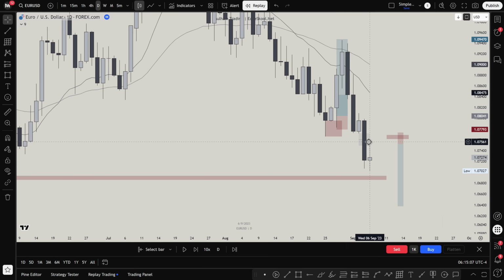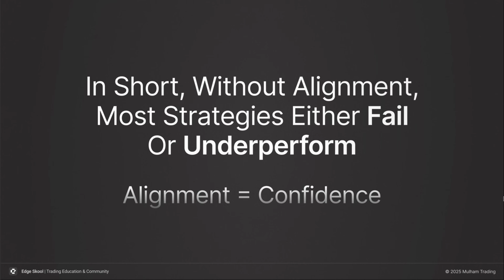As simple as this. Now, in short, without alignment, most of the strategies that you will see on YouTube or your strategy either fail or underperform. So you can either make it work or you can even make it better. Alignment here is going to equal confidence.